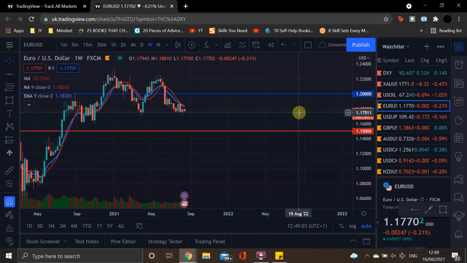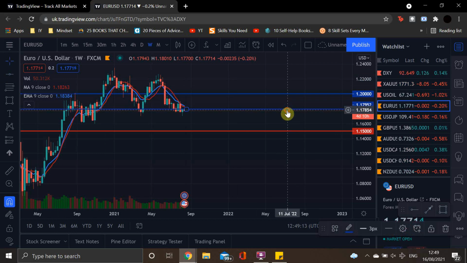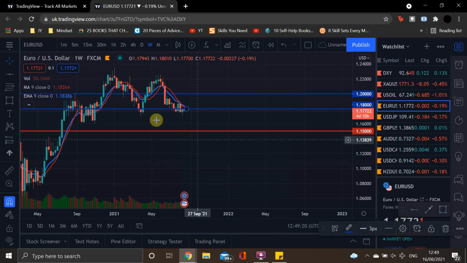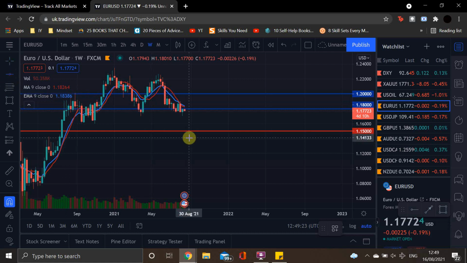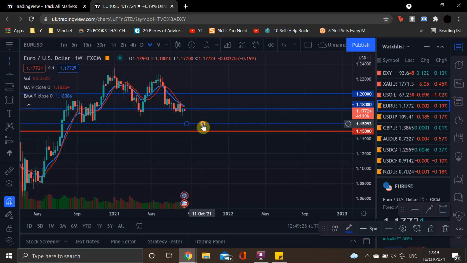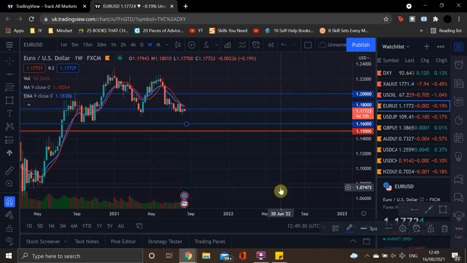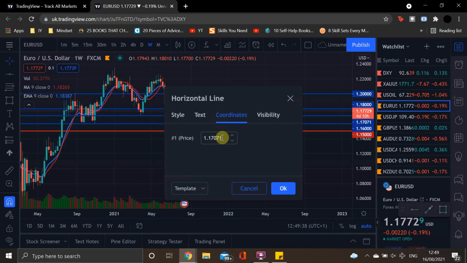Okay, we got this area here. You can see them on a weekly, so I technically have to mark them as well. So I'll mark that one as 1.18. And then I'm gonna mark this as 1.16 as well. And then 1.17. Where's 1.17? There you go. 1.17 is right there.